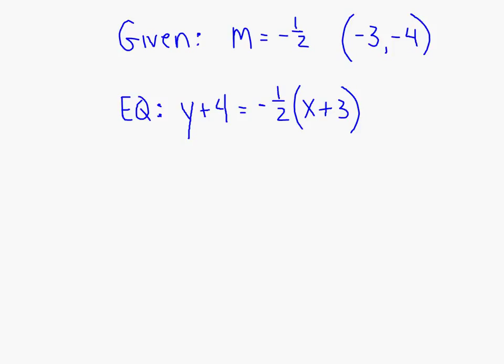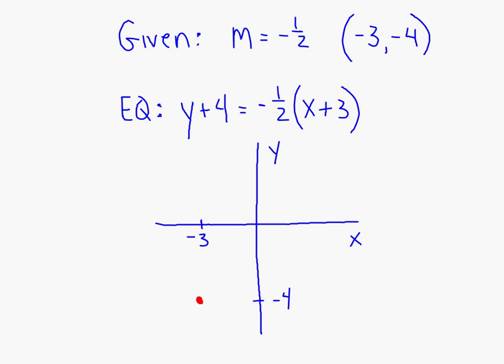Then, you're going to be asked to write it in point-slope form and then graph it. Okay? Now look, here's how you graph these. You just draw your coordinate plane. Here's your x and y. Your point is at negative 3, negative 4. So negative 3, negative 4, that point would be right here, wouldn't it? That's a point on that line, right?